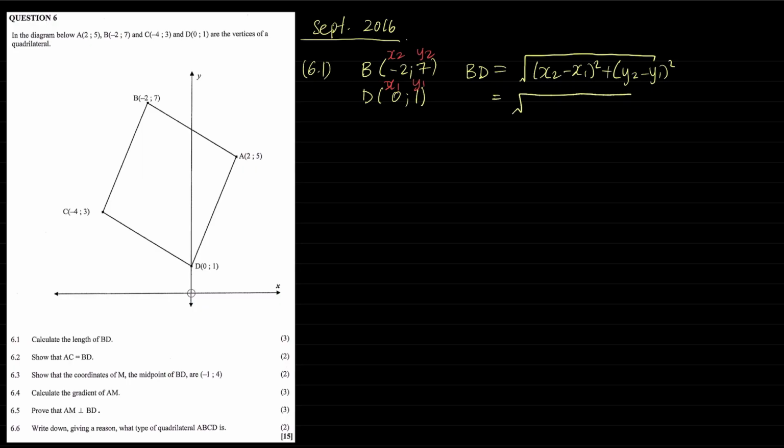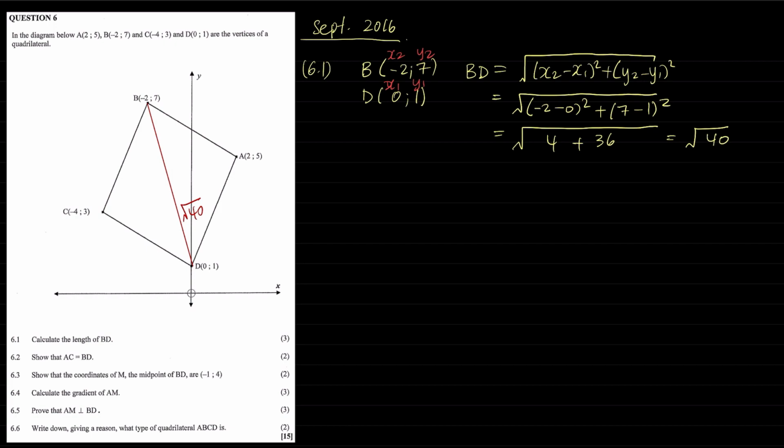Now we can go ahead and substitute. So negative 2 minus 0 all squared plus 7 minus 1 all squared. That is the square root of negative 2, that's 4 plus 6, that is 36, and that gives us the square root of 40. So BD, this diagonal, has a length of square root of 40.